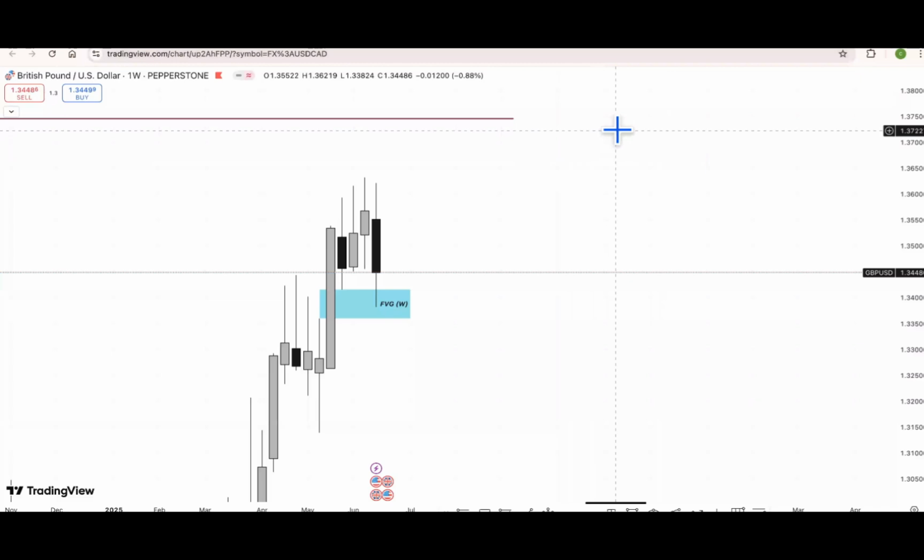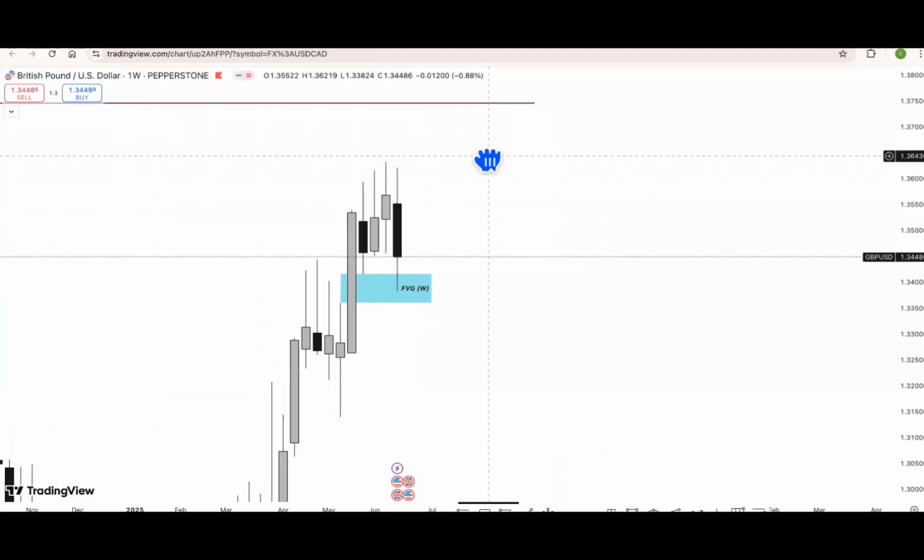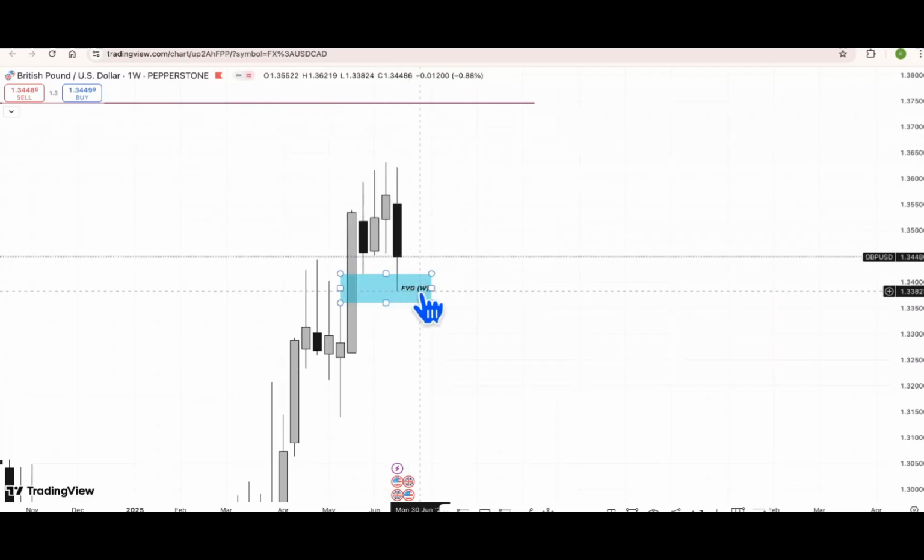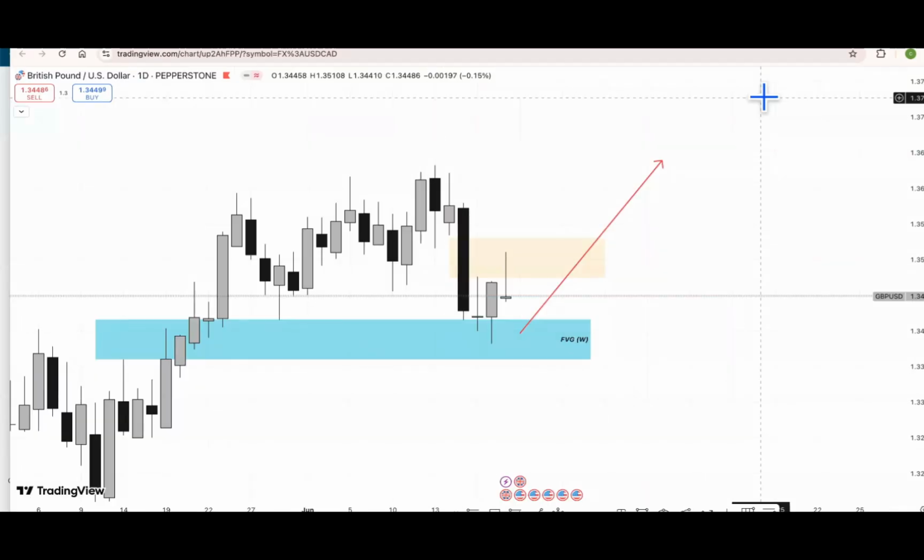So let's have a look at GBPUSD. GBPUSD and DXY are negatively correlated, so whatever you expect on the DXY, GBPUSD should be seeing the opposite. On GBPUSD, we can see we have this fair value gap and price tagged this fair value gap. So if you're bullish, what are we expecting? We're expecting price will get support on this weekly fair value gap. So let's look at the daily for GBPUSD. You can see price tagged this weekly fair value gap, and then we had this move here on Friday.